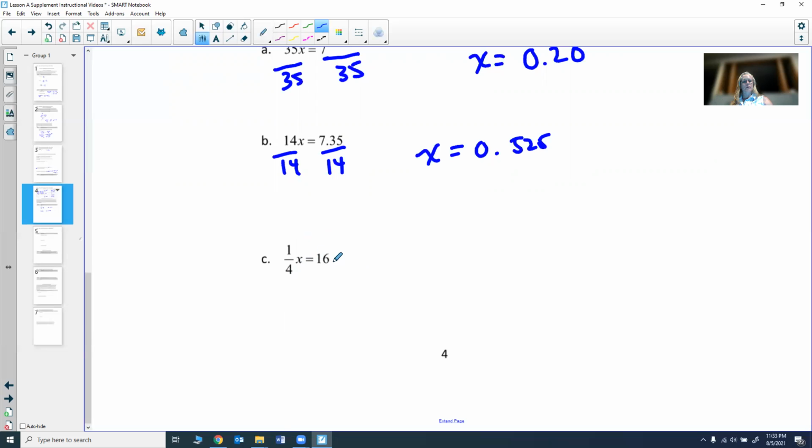I have 1/4 x equals 16. So I'm going to multiply by the reciprocal of 1/4. The reciprocal of 1/4 is 4/1, or 4. And whatever you do to one side, you make sure you do to the other. So the 4 and the 1/4, if you notice, will cancel out. We just get x. And 4 times 16 is 64.